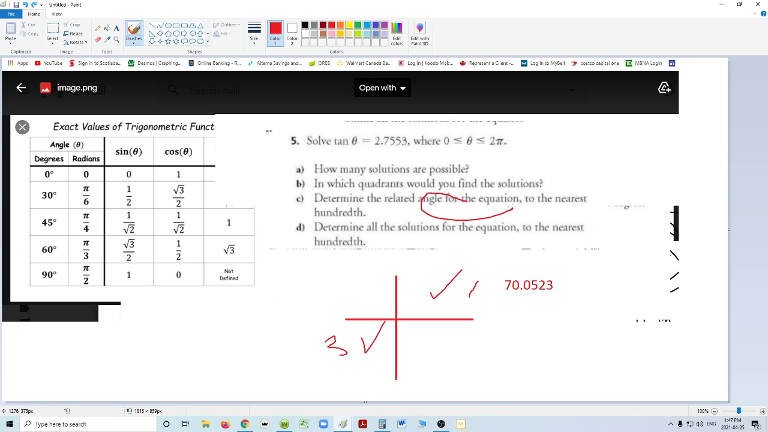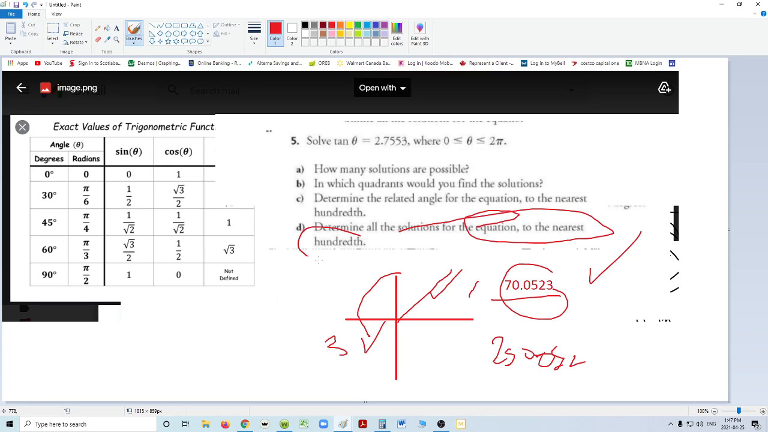Determine the related angle for the equation. Okay, well, it's 70.75, but that's definitely the acute angle, so we got 1. But all over here is 180 plus 70, so that's 250.05. Now, here's the problem. We don't have it in pies. Now, they have to the nearest hundredth, so I don't believe I'll come up with both of them.